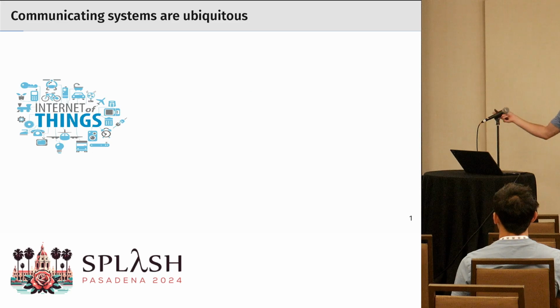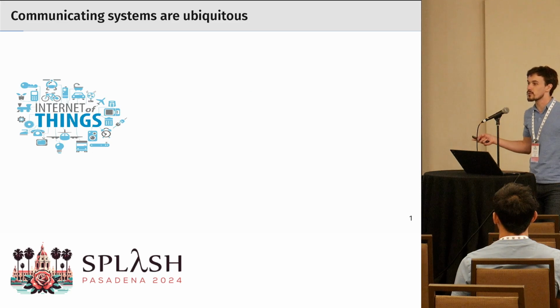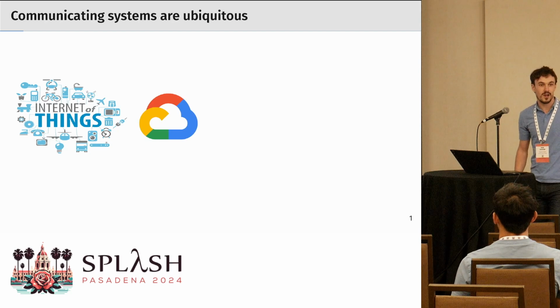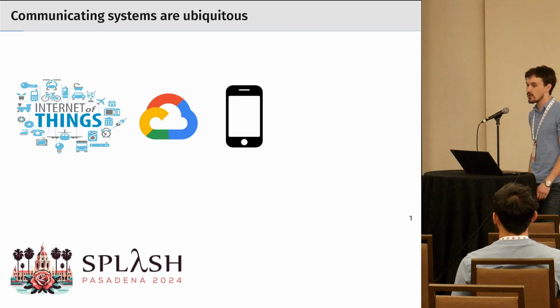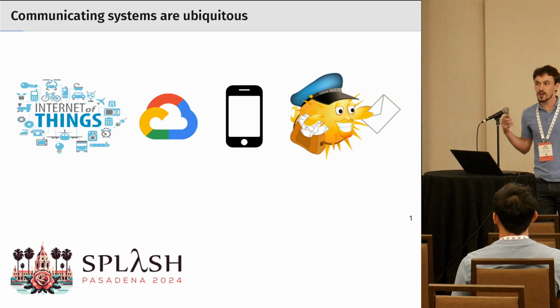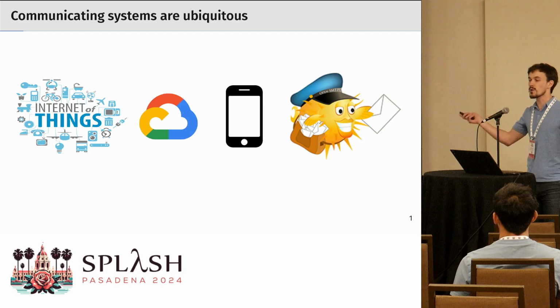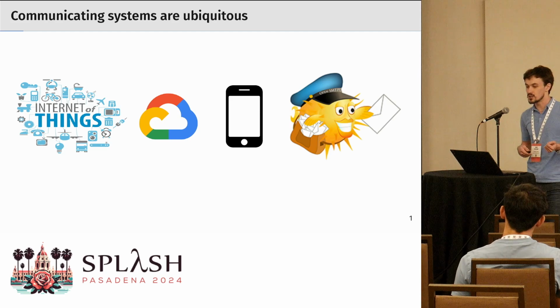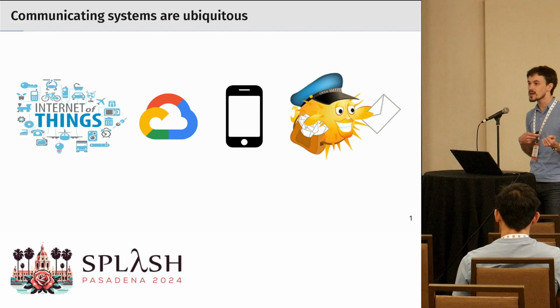So communicating systems are ubiquitous. We find them everywhere, from the Internet of Things, to the cloud, to the software that runs on our phones, and that powers the modern internet, like web and email servers. By communicating system, I just mean a coherent system where the individual components interact with each other through communication. For example, you can think about the interactions between your web browser and a web server.